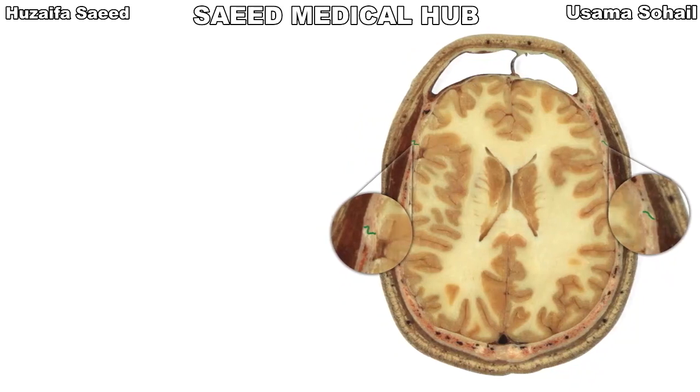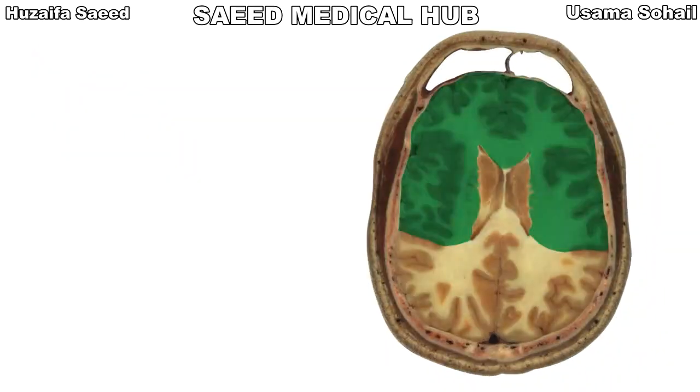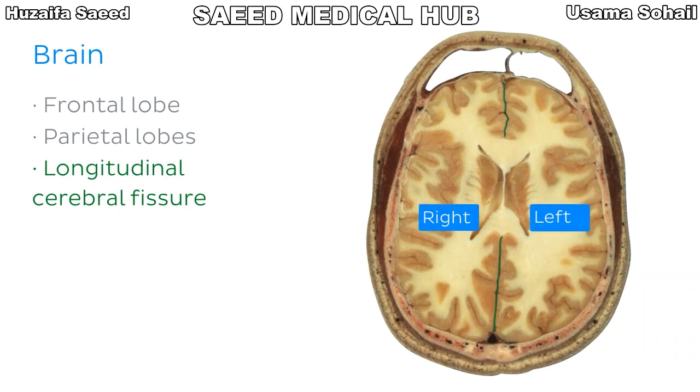The second group of structures we identified were the muscles. First was the frontalis, anterior to the frontal bone. Second were the temporalis muscles, external to the parietal bones. And finally, we got into the good stuff, the nervous structures of the brain itself. So first we identified the lobes, starting with the frontal lobe. Then we identified the parietal lobes, both left and right. We then saw the longitudinal cerebral fissure that divides the brain into left and right hemispheres.